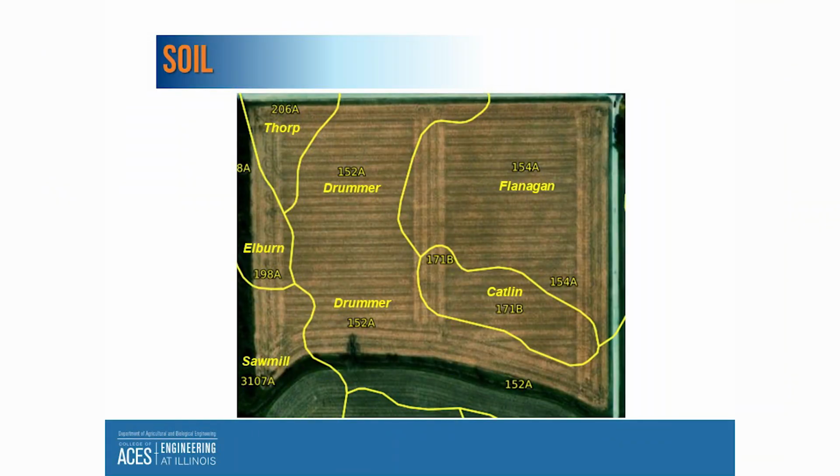So the majority of the field was Drummer. Almost 50% of the field was Drummer soil, and 40% was Flanagan. So you have your Drummer silty clay loam, our state soil, and Flanagan silt loam. We had a patch of around 15% Kathleen silt loam on the southeast corner of the field. We also have small patches of Thorpe silt loam, Elburn silt loam, and Sawmill silty clay loam in this field. So this is our soil map.